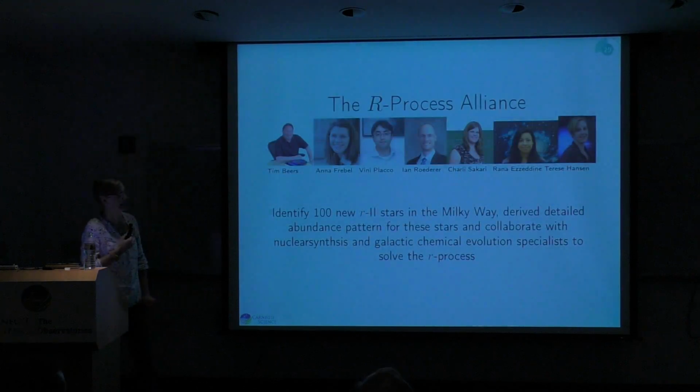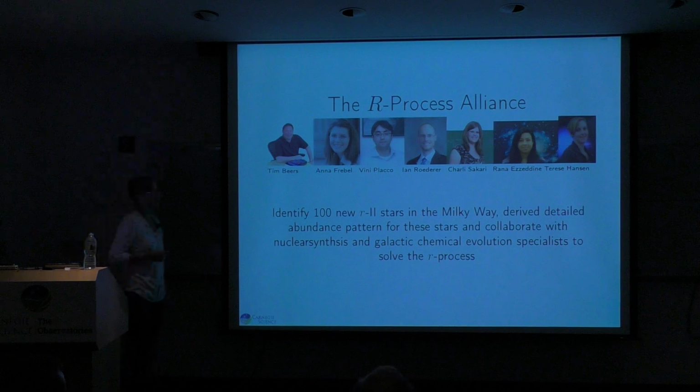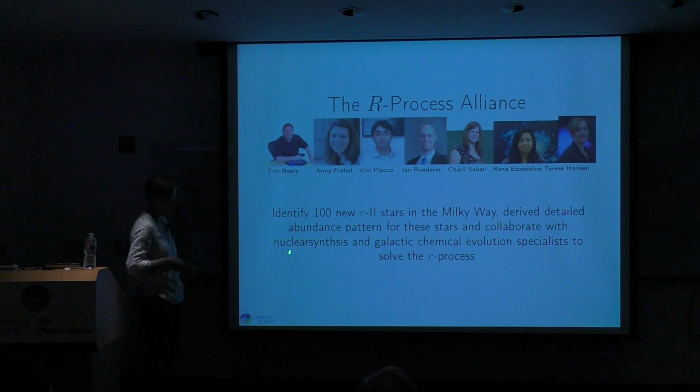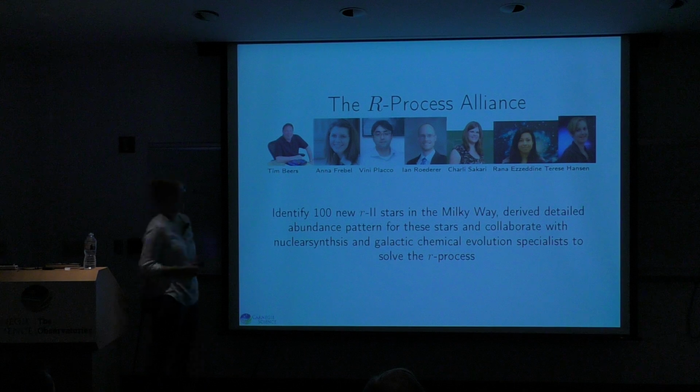And in comes the R-process Alliance. This is basically what we're trying to do. This is a collaboration that started just over a year ago. And our main goal is to identify 100 new R2 stars, and then derive this detailed abundance pattern for these stars, and then collaborate with people who know a lot about nucleosynthesis, and people who know a lot about galactic chemical evolution, and try and see if we can solve this R-process issue.